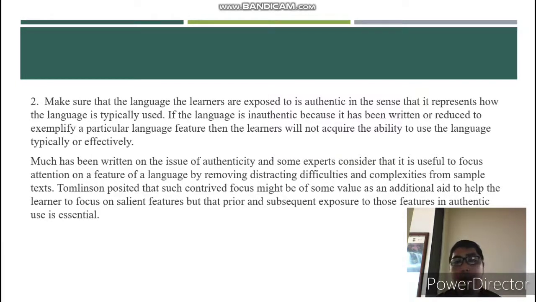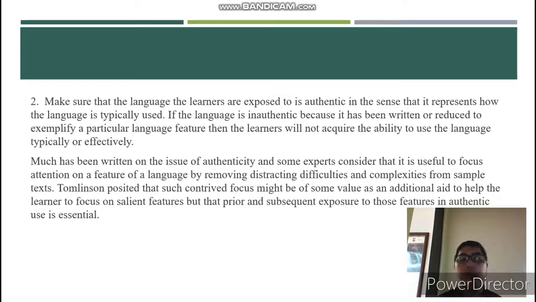That's what you should provide the students. If the language is inauthentic because it has been written or reduced to exemplify a particular language feature, then the learners will not acquire the ability to use the language typically or effectively.